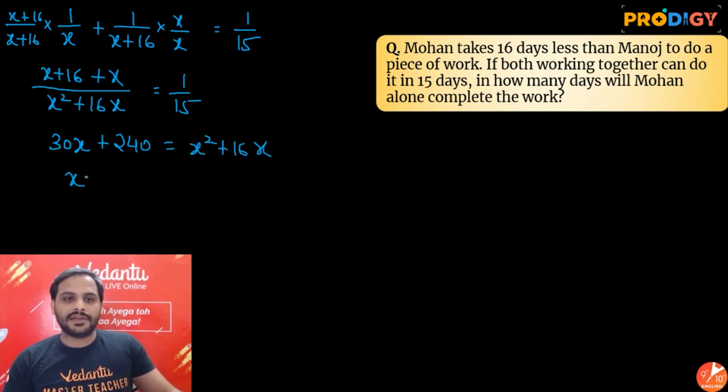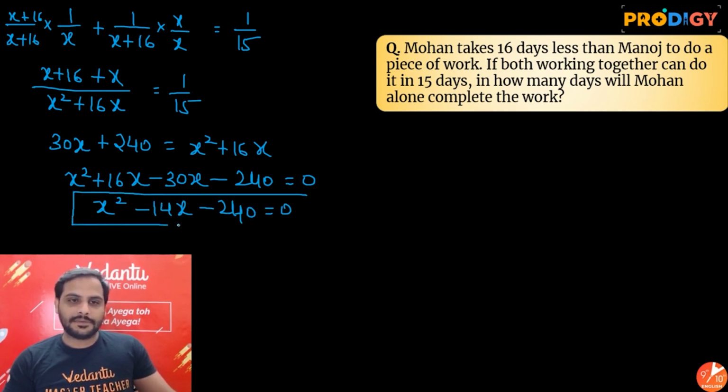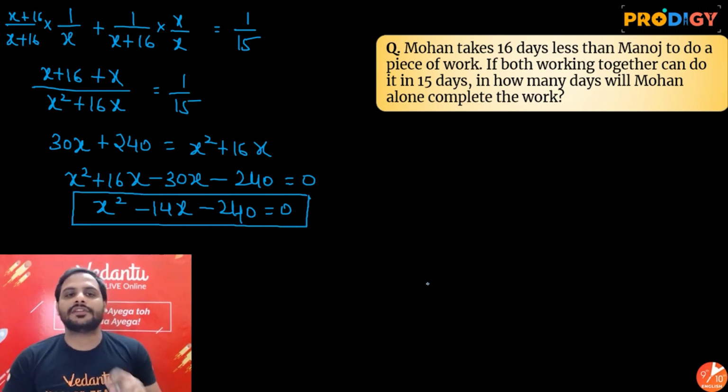Shift everything over there, so we'll be getting x square plus 16x. 30x shifted over here will become minus 30x. 240 will become minus 240 equal to 0. So we have got x square minus 14x minus 240 is equal to 0. Okay, beta? This is how this question will be done.